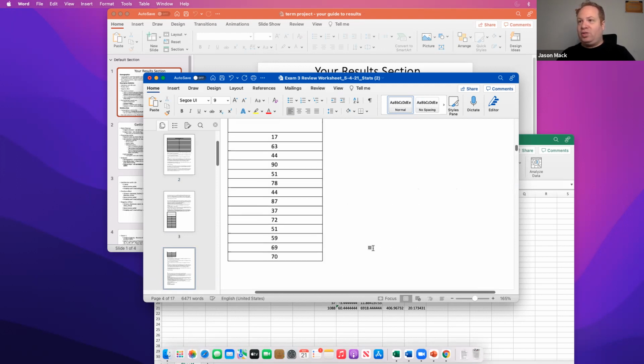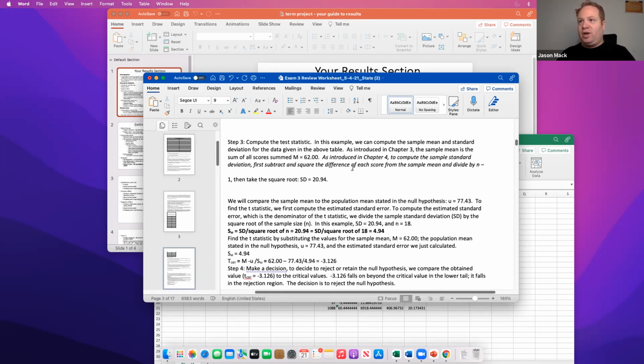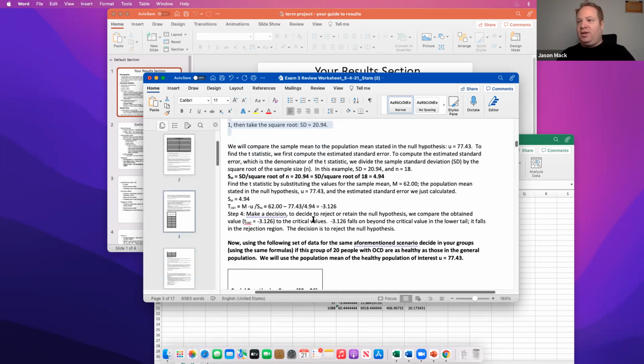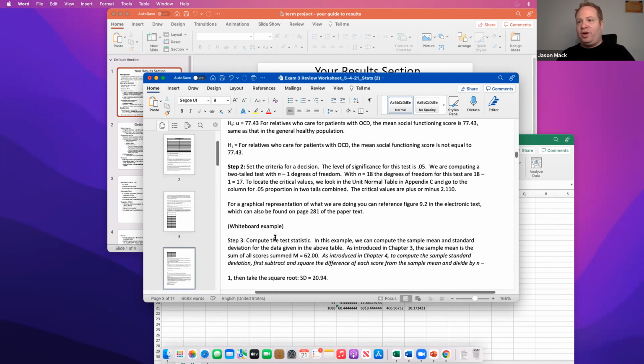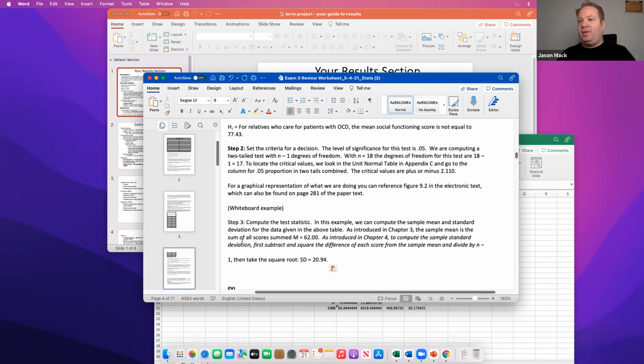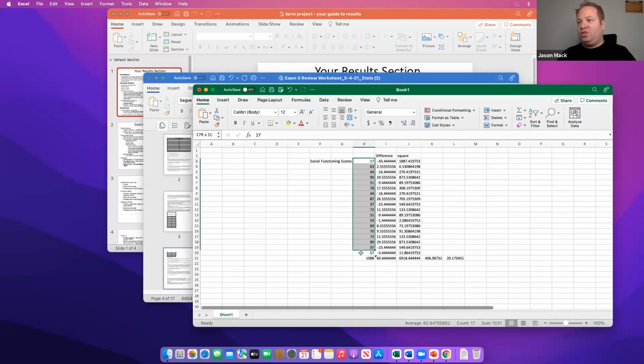Now it starts to get different when we start to look at our sample here. The first thing we talk about is computing the test statistic. And I feel like this is where it might get more complicated, or maybe folks might get stuck. So I'm going to show you with Excel what we're doing here. First, the sample mean is the sum of all scores, and then we divide, right? So let's take a look at that. These are the social functioning scores in the second set of data. I actually just told Excel to give me the average, but it's the same as taking 1088 divided by 18, because there's 18 values. That's where that comes from.